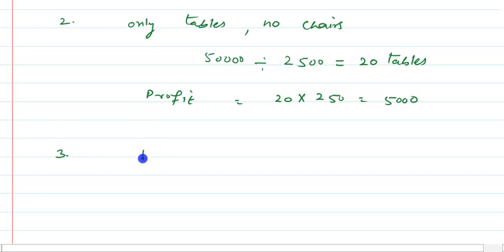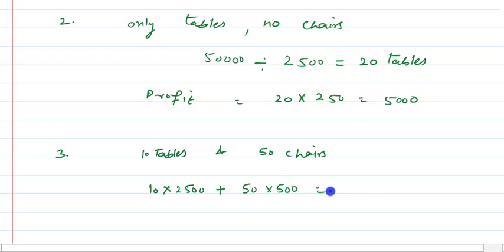Let us take the third case. He may also purchase 10 tables and 50 chairs. He can't purchase more than this because the capacity that he can store is a maximum of 60 items. Now let us find the cost of these items. Clearly, the cost will be 10 into 2,500 plus 50 into 500, which is equal to 50,000. So he has invested the whole amount he is having, that is 50,000 rupees.